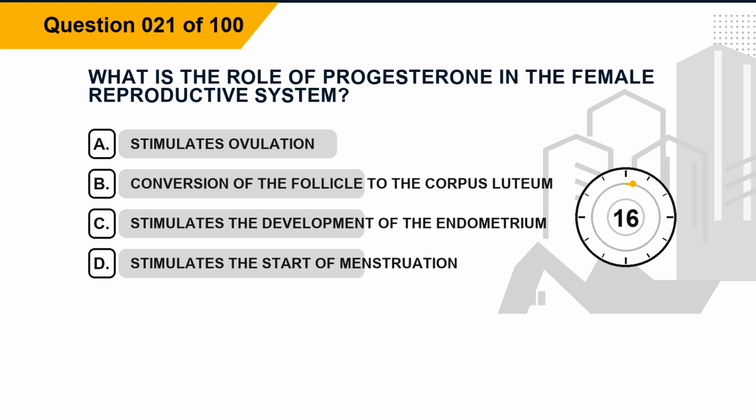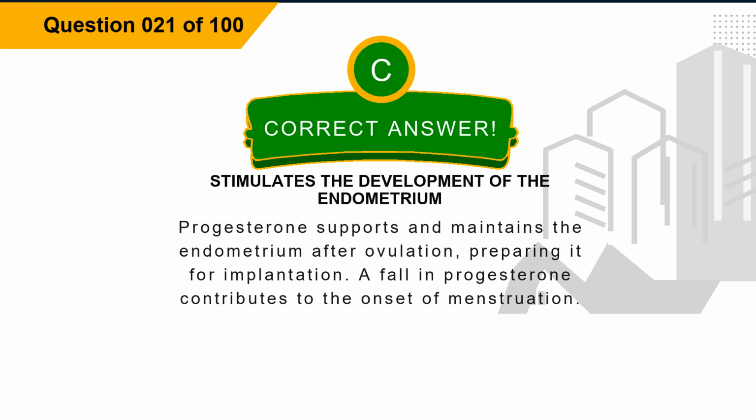Question 21. What is the role of progesterone in the female reproductive system? Option A, stimulates ovulation. Option B, conversion of the follicle to the corpus luteum. Option C, stimulates the development of the endometrium. Option D, stimulates the start of menstruation. The correct answer is option C, stimulates the development of the endometrium. Explanation. Progesterone supports and maintains the endometrium after ovulation, preparing it for implantation. A fall in progesterone contributes to the onset of menstruation.